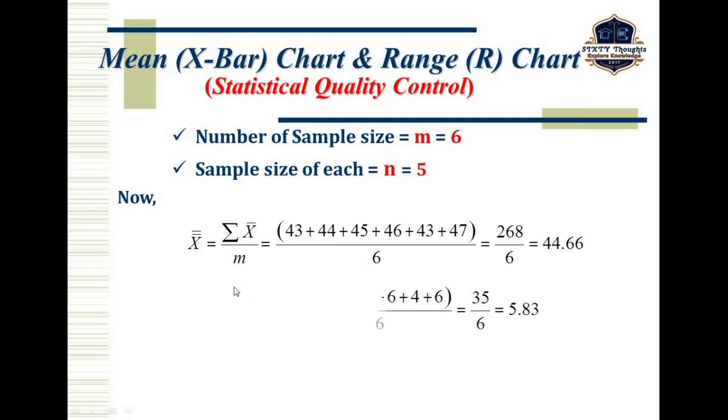Next, the R bar value. We know that R bar equals the sum of R divided by m. Adding all 6 range values and dividing by 6, we get 35 by 6, that is equal to 5.83.